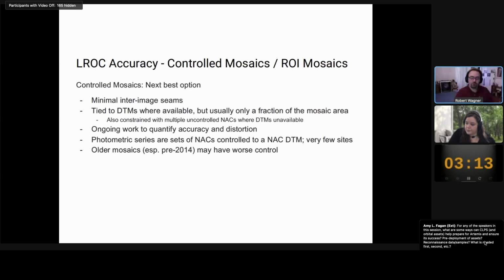One note is that we have very few sites with photometric sequences, which are sets of multiple NACs that are tied very tightly to a DTM. These will have very nice control on a lot of images, but there are very, very few of these sites. Next slide.